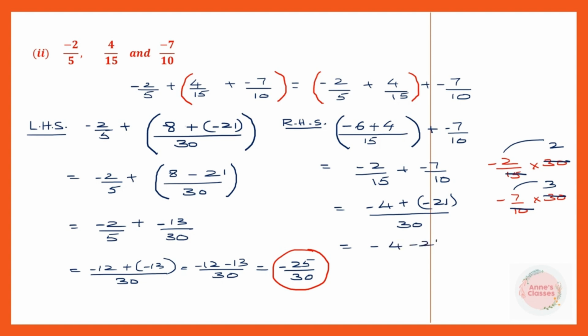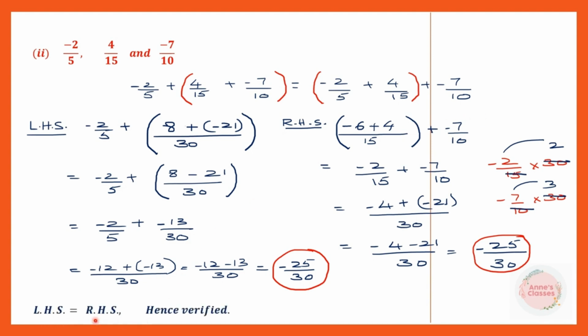Minus 4 minus 21 by 30. Here the signs are the same, so we put the same sign and we add. So this becomes minus 21 plus 4 is 25, 25 by 30. So on the right hand side when we added we got minus 25 by 30. On the left hand side we have minus 25 by 30. What does this mean? That the left hand side is equal to the right hand side and we have verified the associative property for this set of rational numbers. So let's write that left hand side is equal to right hand side, hence verified.